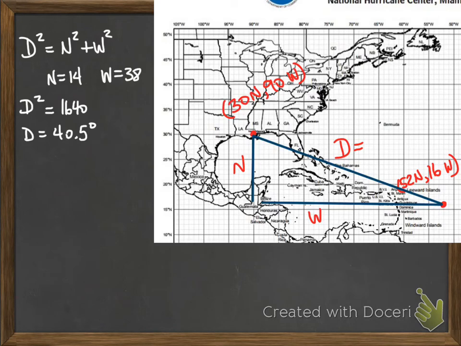Okay, so basically we use the Pythagorean theorem. I'm not going to solve this again, I just put it off to the left. If you want to solve it, you can go back and look at the other video. But basically we came up with the distance of 40.5 degrees. So degrees as a distance doesn't really make much sense. We're used to seeing it in miles, right? So that's what we really want. We want miles.